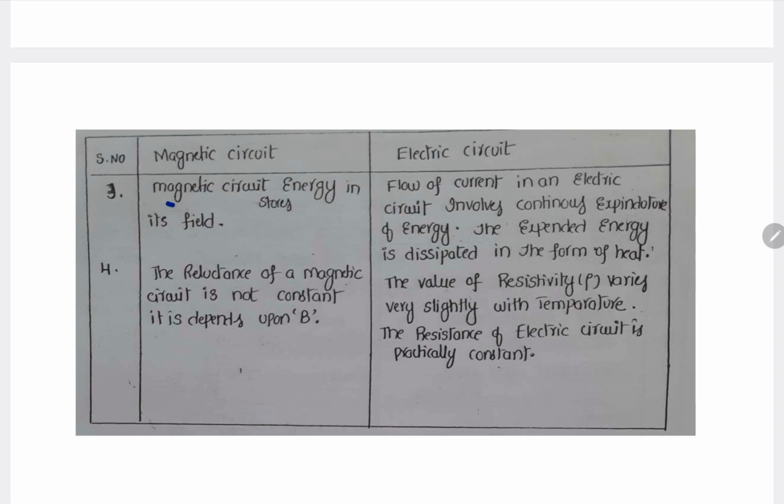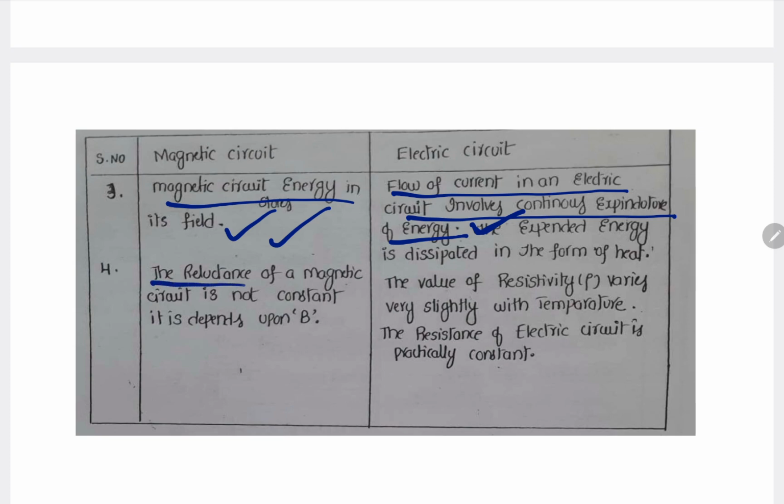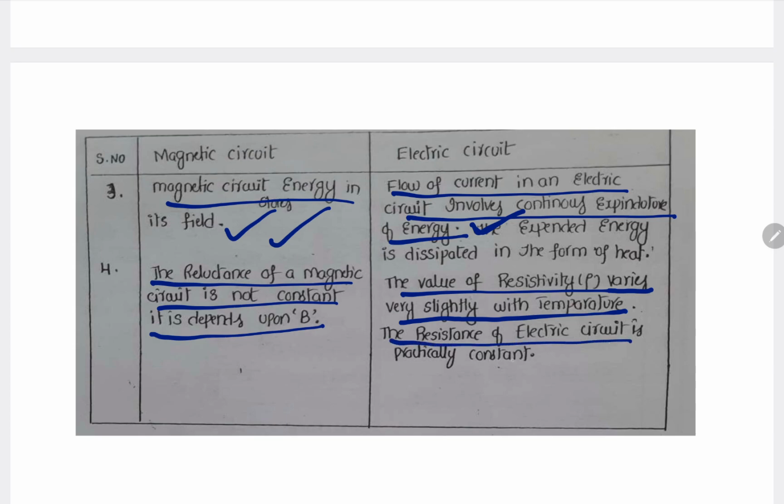And here the magnetic circuit stores the energy in the magnetic field. In the electric circuit, the flow of current involves a continuous expenditure of energy. Here it stores the energy, and there energy gets wasted. The reluctance of a magnetic circuit is not constant, it depends upon the B. The value of the resistivity varies slightly with temperature. The resistance of the electric circuit is practically constant. Circuit resistance is always constant, but here the reluctance of the circuit is going to change, and it depends upon the flux density.